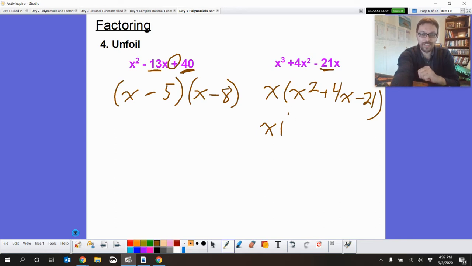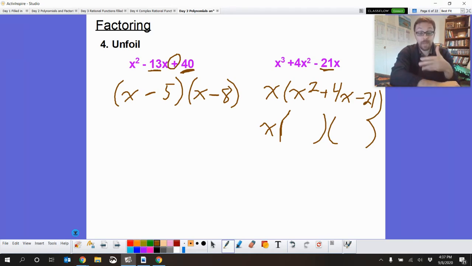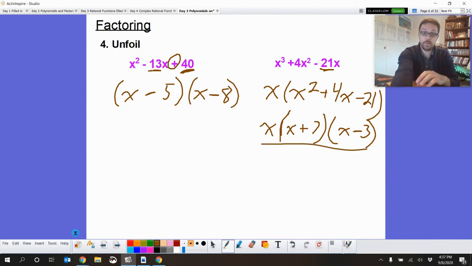So I want something that multiplies to be 21 and subtracts to be 4 this time. Well, 1 and 21 subtract to be 20, so that's no good. 3 and 7 multiply to be 21, and 7 minus 3 gets us 4. Sweet. So let's do 7 and 3. I want them to add together to be positive 4, so I want 7 to be bigger and 3 to be smaller. And there is our factored thing.